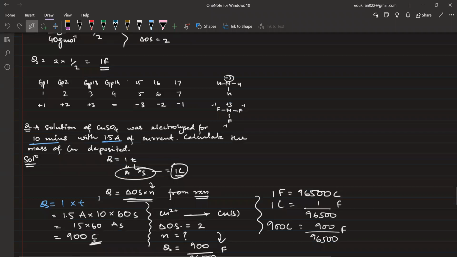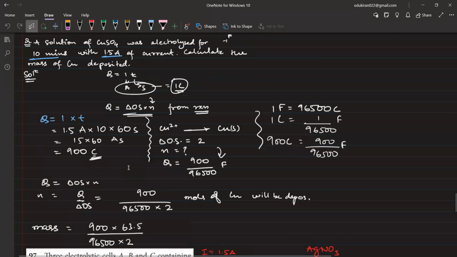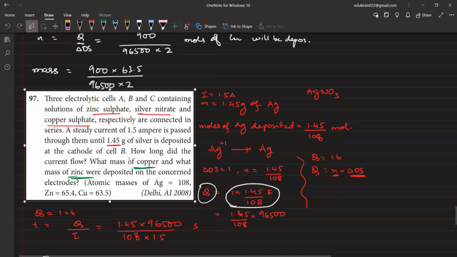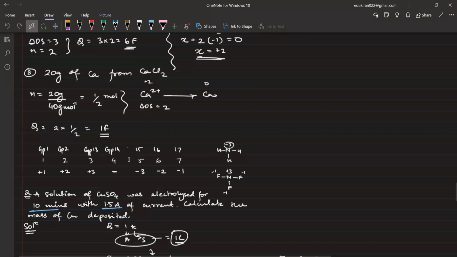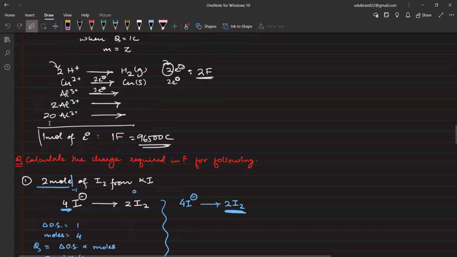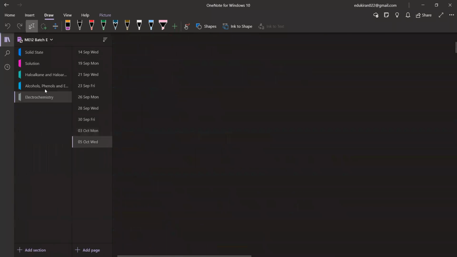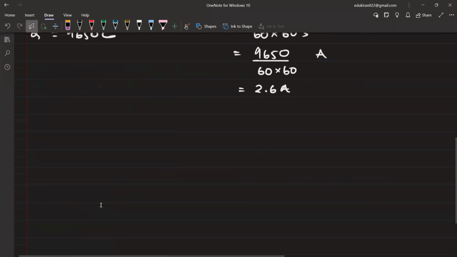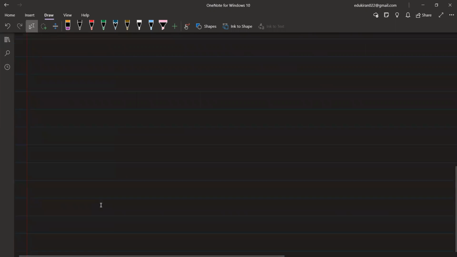Then one question, like the same question solution: calculate the mass of Cu deposited. There the mass was asked, here they asked I. The same two equations are being used here too. Then we did another question, it was a big question. At least if you would have read these questions, you would know how to play with the equations. Okay, let's go. Right, next, second law of electrolysis.